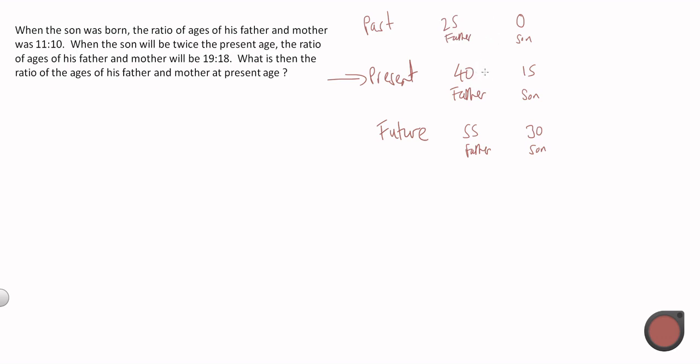Right, so from the present, we added on 15, and then to get the past, we took away 15. Right, that's from the present. Let's assume that the father's present age is F. F is a number. I don't know what it is, but that's the present age of the father. The present age for the mother is M, and the present age for the son is X.